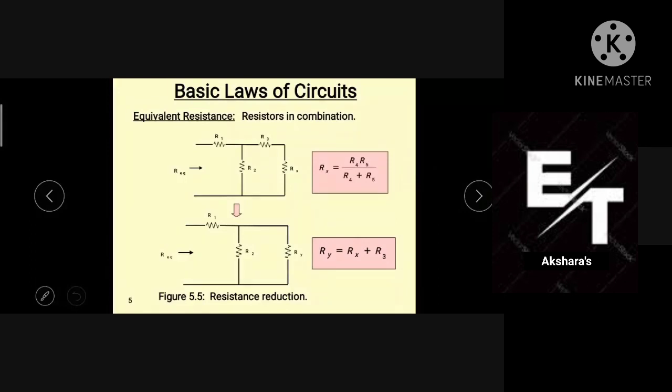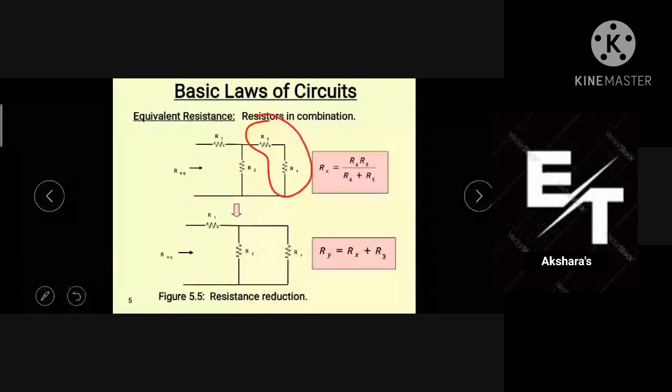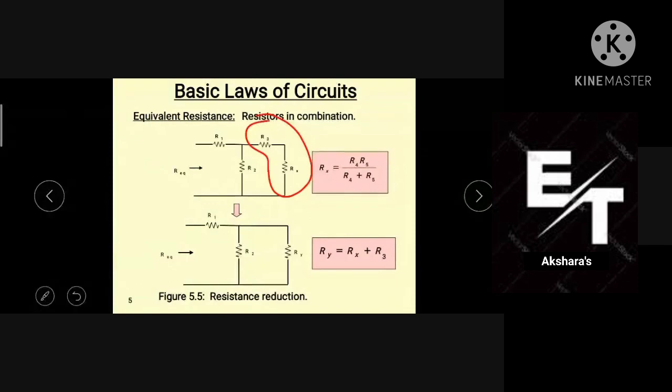This circuit comes from the given diagram above. Now are these two resistors in parallel connection or series combination? Series. Why? These two are in the same line, sir. Series combination. Now what is the series combination formula?